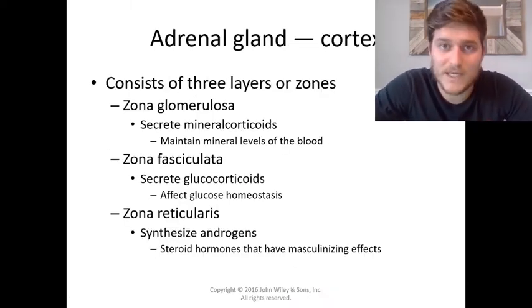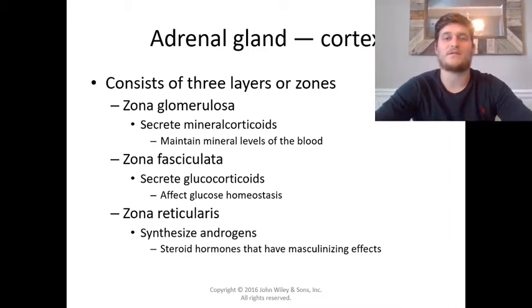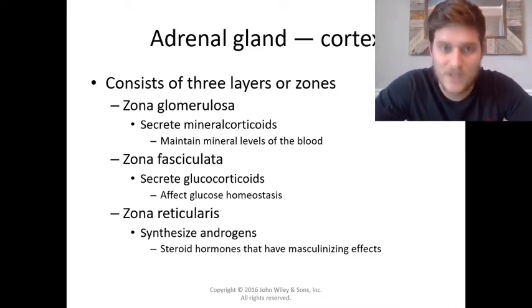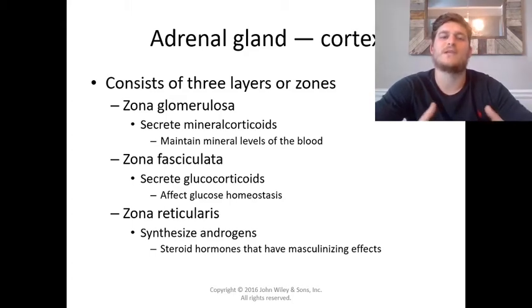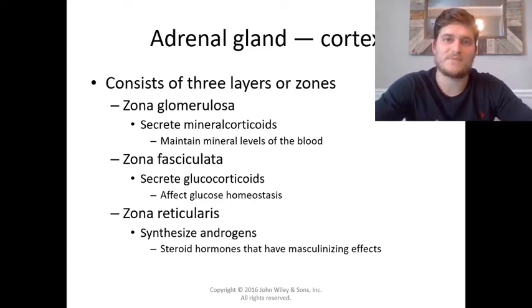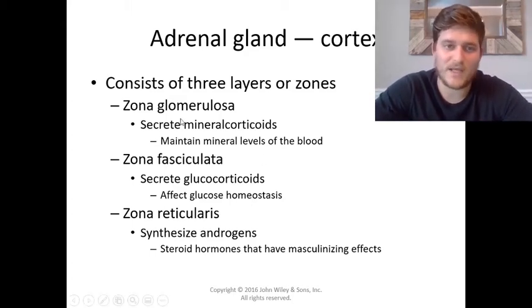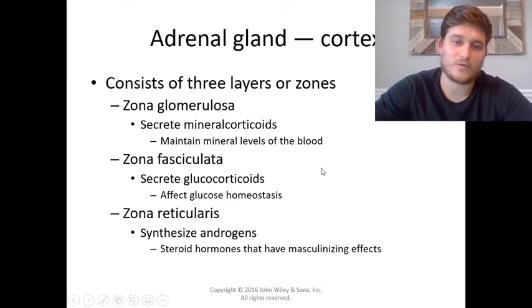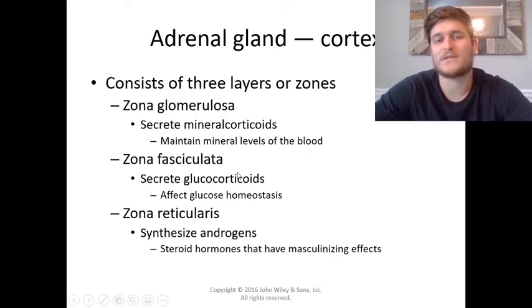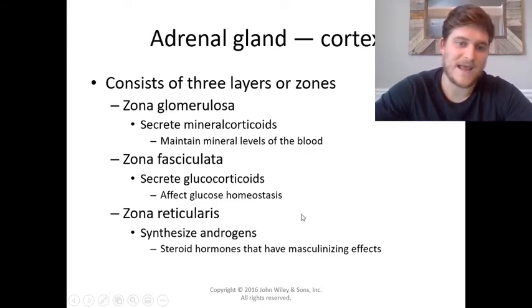The adrenal cortex is going to contain 3 different groups of cells or zones that each are going to release their own types of hormones. And so we have mineralocorticoids, which will maintain the mineral levels of our blood, the glucocorticoids, which regulate glucose metabolism within our bodies, and then androgens, which are steroid hormones that have masculinizing effects.